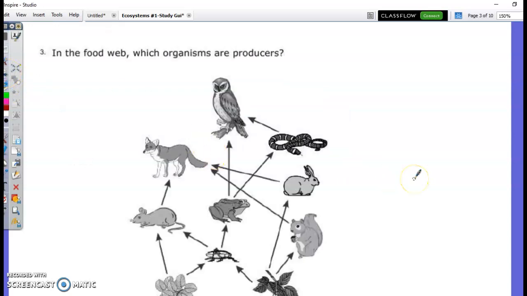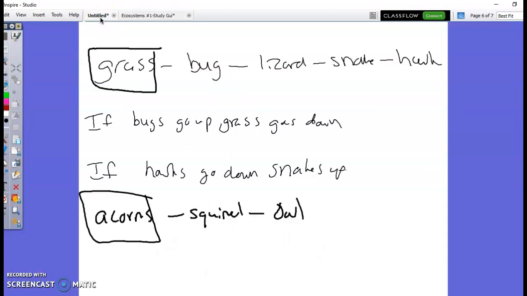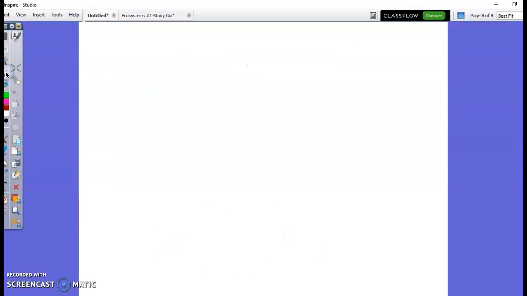Question 3. In a food web, Max, is there any reason why anyone should draw this entire food web out on their paper? I don't need to see it drawn. I don't need to see all the words with everything connected because it says which organisms are producers. So I go back to my blank sheet of paper.